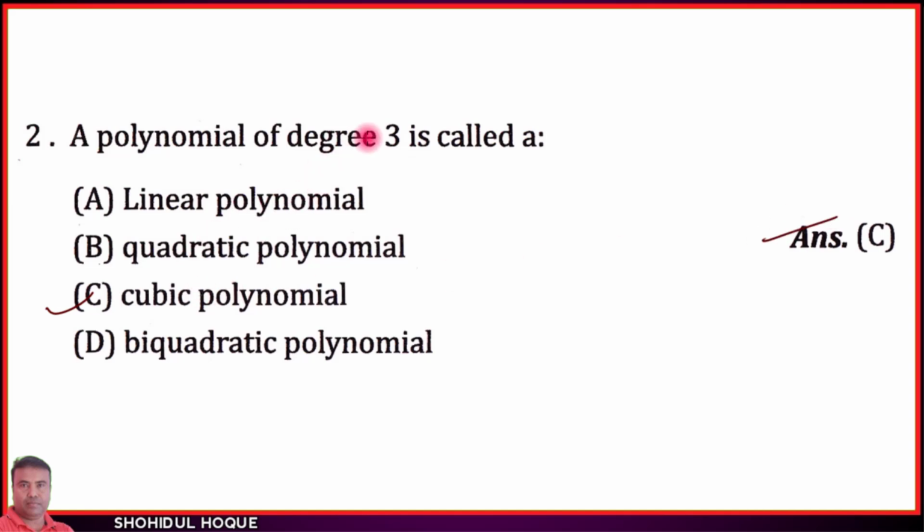Remember, when the degree is 1, that is called linear. Degree 1, linear. Quadratic, that means degree 2. Degree 2 means maximum power 2. Degree 3 means maximum power 3, cubic. And degree 4, maximum power is 4, that is called biquadratic polynomial. Remember it. According to our question, a polynomial of degree 3 is called a cubic polynomial.